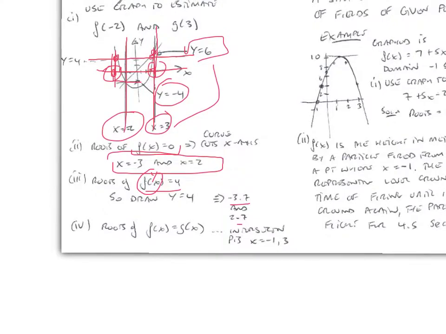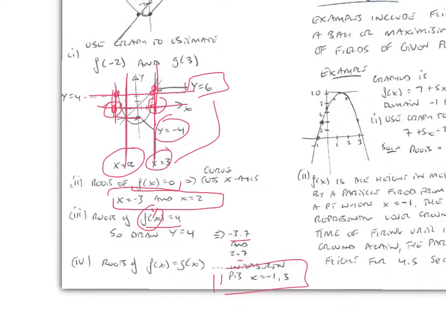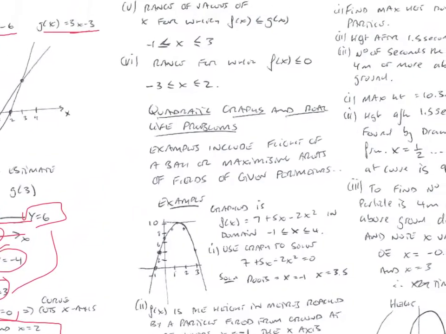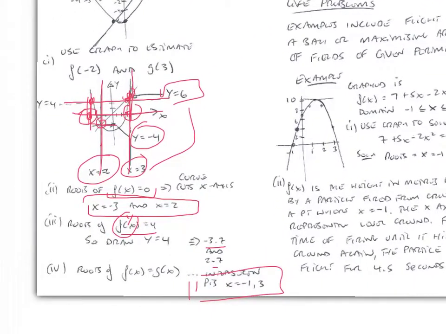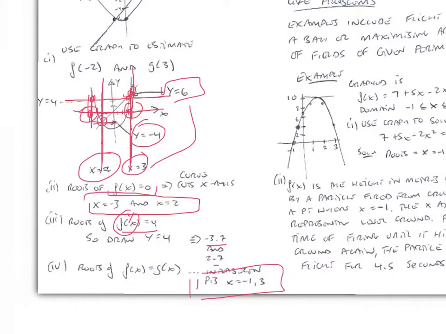Find the roots of f of x equals g of x. Well, we just know from before that's the point of intersection. It's x equals minus 1 and x equals 3. So it's here, and it's here. That's one point of intersection, and here's the other: minus 1 and 3. The roots being the x values, minus 1 and 3.